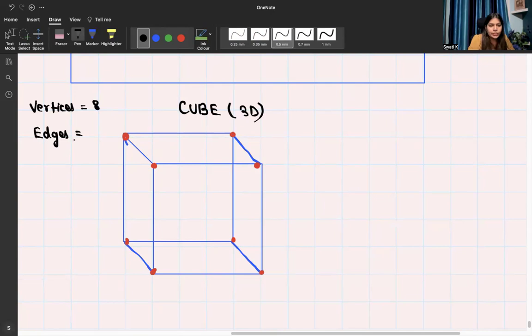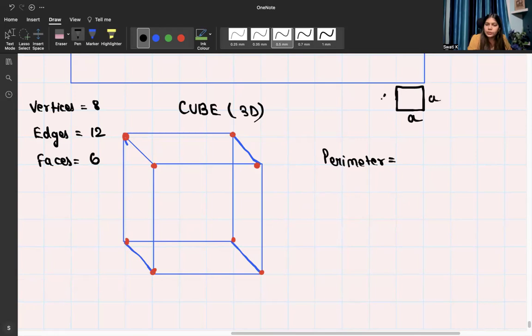Okay. So edges, and now it is going to be, of course, 12. And faces, how many faces? Same way. Front, back, top, bottom, left, right. So 6, right? Now let's talk about the perimeter, right? Now there is one thing that we know. It is made up of a square, and square has one property. We all know that all the sides are equal, right? So if I'm taking one side to be A, this is also A, this is also A, this is also A, right? So here, this cube is also made up of the same square throughout, right?